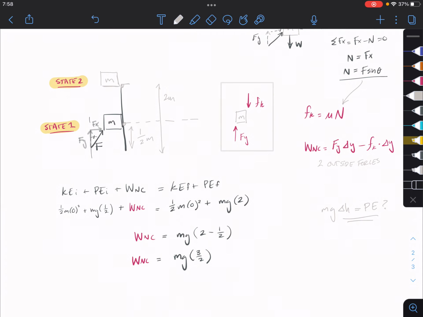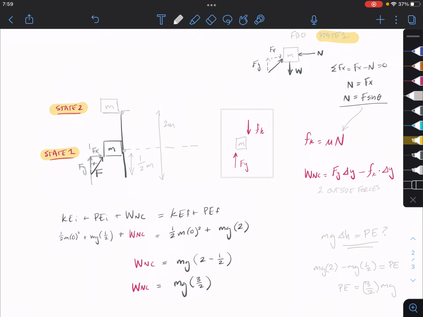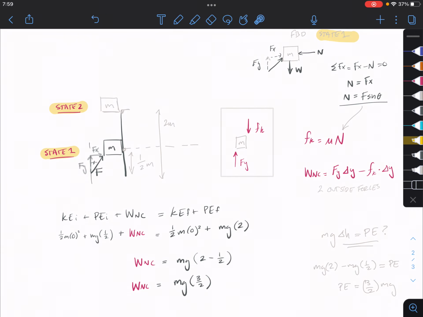So it would be essentially your initial potential energy, right? Like you'd have mg times 2 meters minus mg times 1/2. And so your net potential energy is just 3/2 times mg. So it's just asking for a piece for the change. You can plug in all of the components into the equation and solve for these things, but the problem doesn't explicitly ask for it.